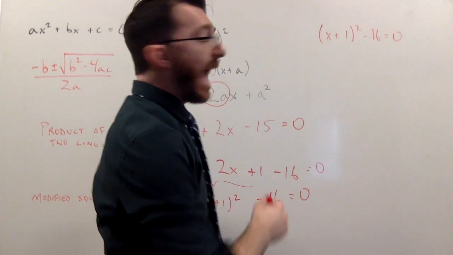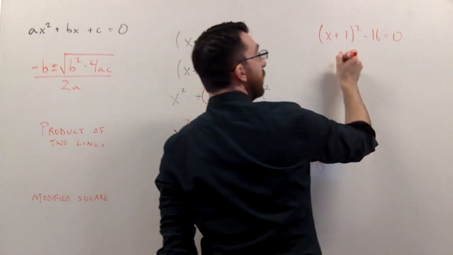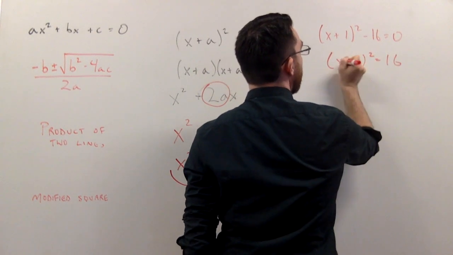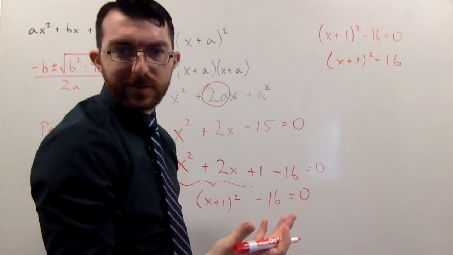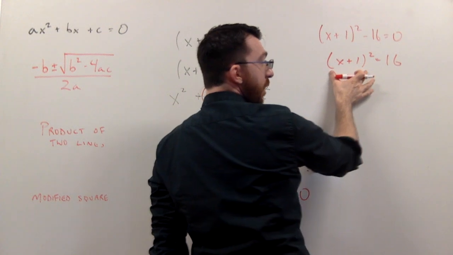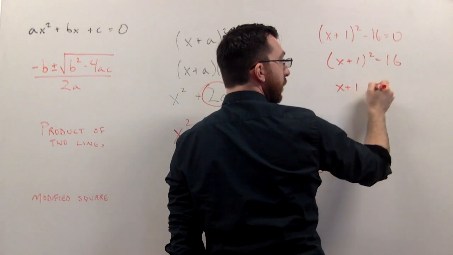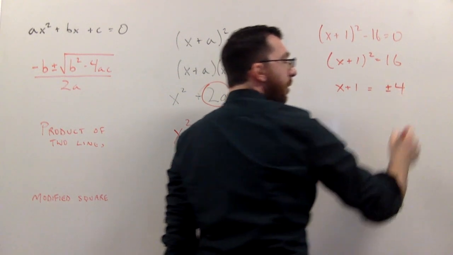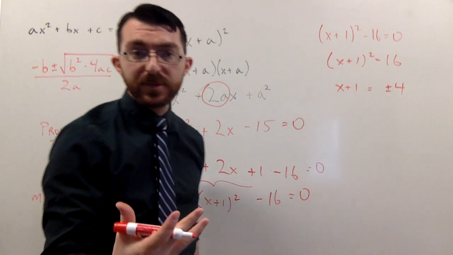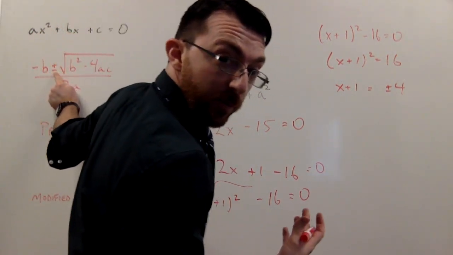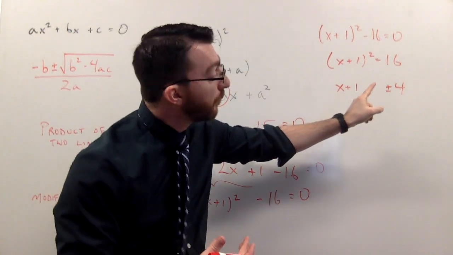You see, if you add 16 to both sides, then you can take the square root of both sides. The square root cancels out with the square, and the square root of 16 is 4. But this time, the plus or minus is absolutely necessary. Just like you need it in the quadratic formula, you're going to need it here.